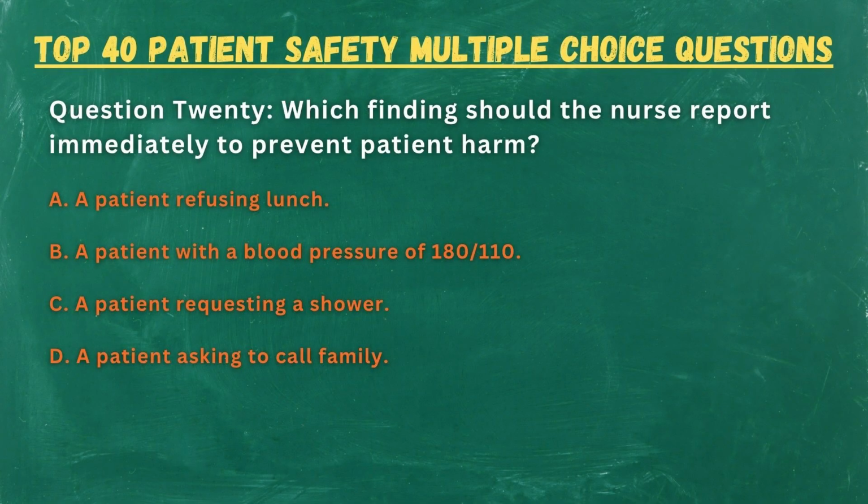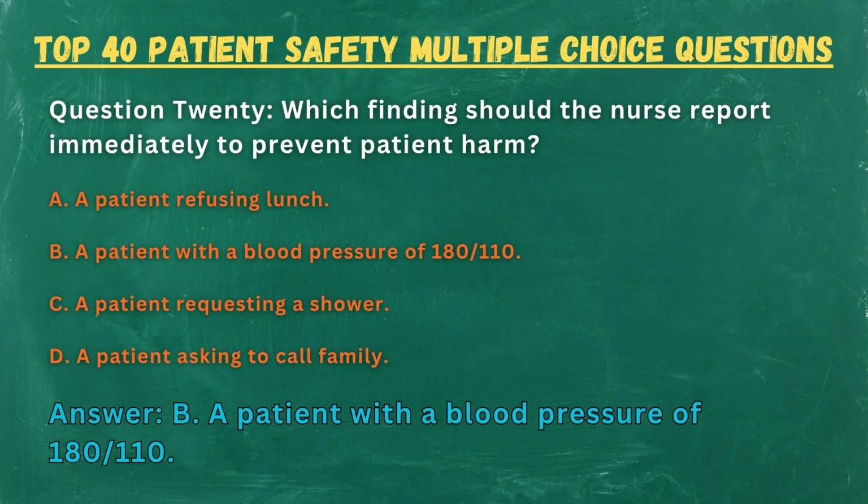Question 20. Which finding should the nurse report immediately to prevent patient harm? A. A patient refusing lunch. B. A patient with a blood pressure of 180/110. C. A patient requesting a shower. D. A patient asking to call family. Answer: B. A patient with a blood pressure of 180/110.